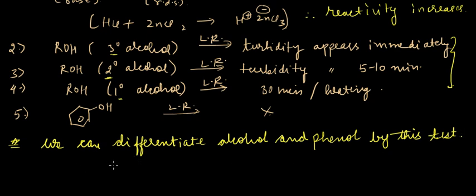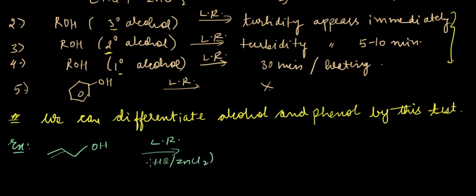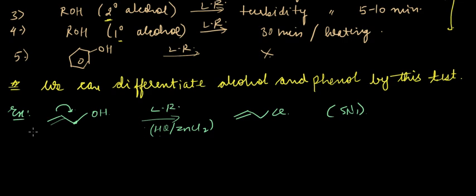Okay. And suppose we have another example in which we have something like this passing through Lucas reagent, which is HCl ZnCl2. We will have something like this via SN1 mechanism. Why? Because the formation of carbocation will take place here, and it would get stabilized by the conjugation of the conjugate pi bond.